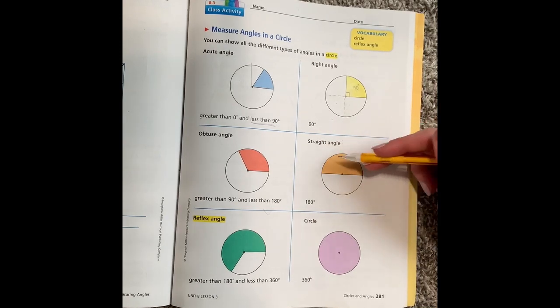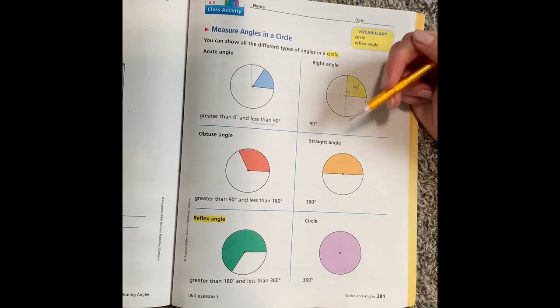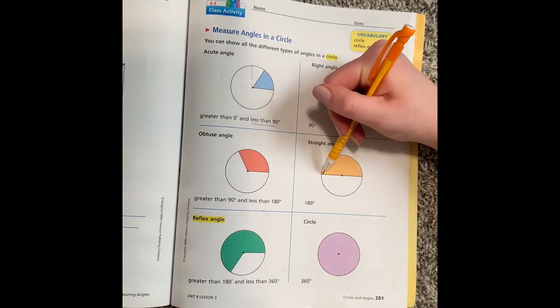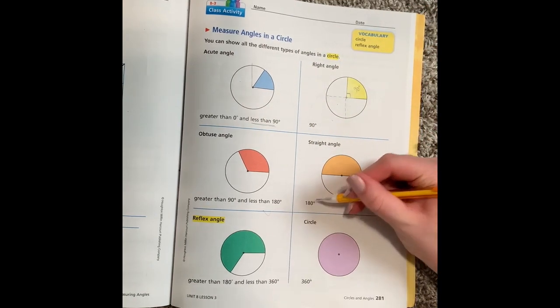So a straight angle has a measure of 180 degrees. It's exactly half of a circle. And we know that a full circle is 360 degrees. So whenever we see a straight angle, we know that it's going to be 180 degrees.